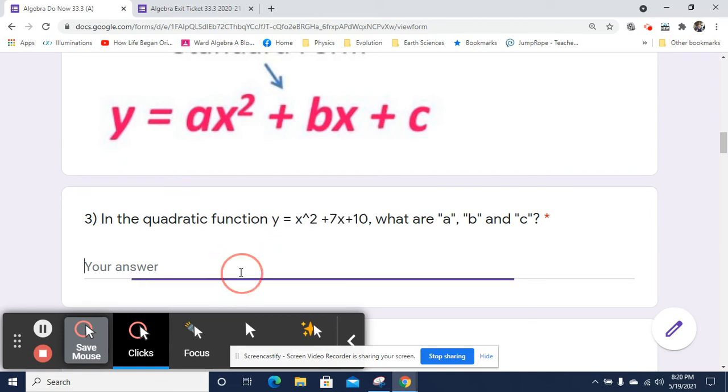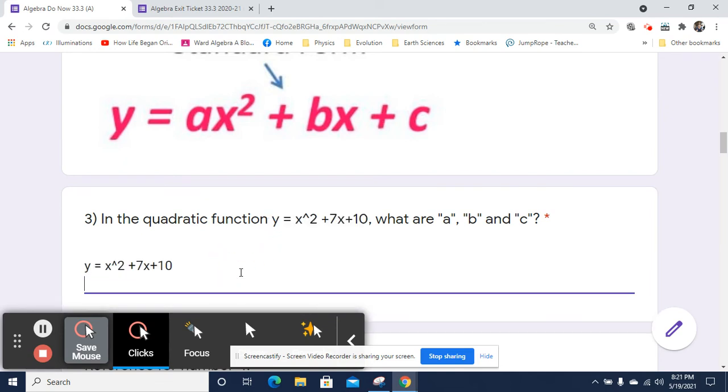So let's copy that down here. A is possibly the trickiest one, so let's deal with B and C first. C is going to equal 10 because that's the constant. And B is the thing that's multiplied just by x, not x squared, so that's a 7. And A is the thing that's multiplied by x squared. Well, what's multiplied by x squared? Since nothing is written down, it's just a 1. So A is 1.